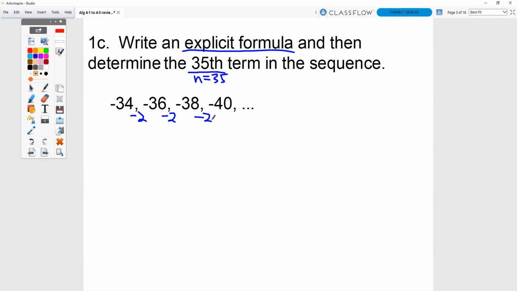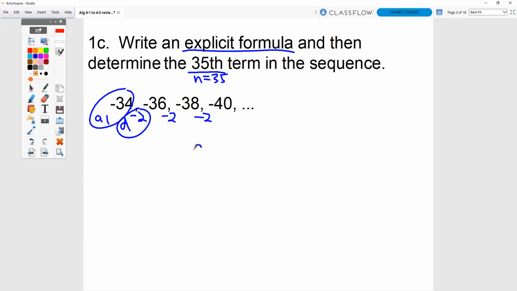-40 minus -38 is -2. -38 minus -2 is -36. And keep on going like that. So this means that our common difference is -2. Our a sub 1, our first term, is -34.